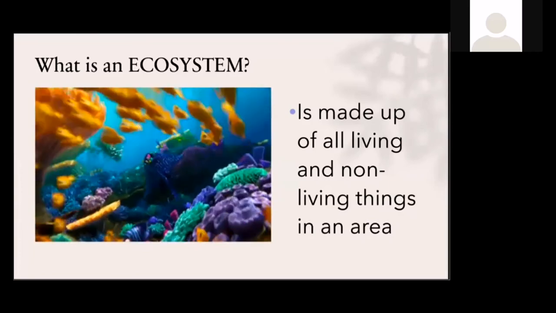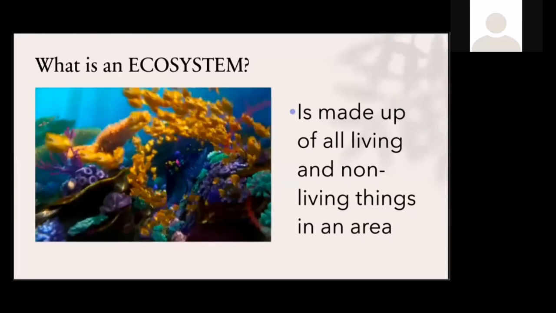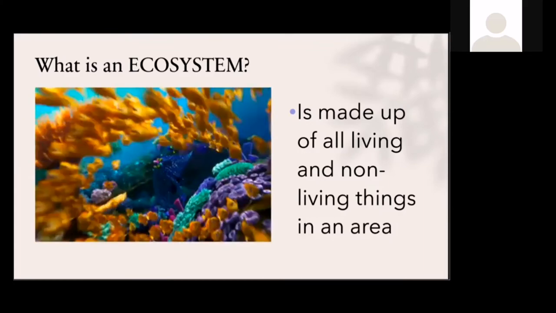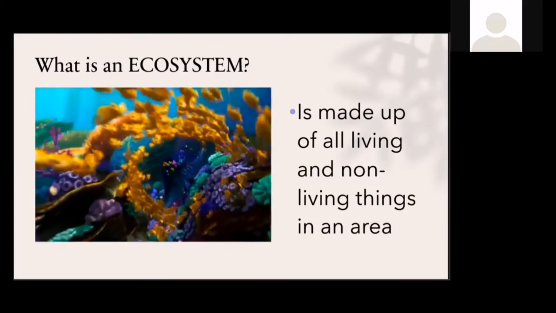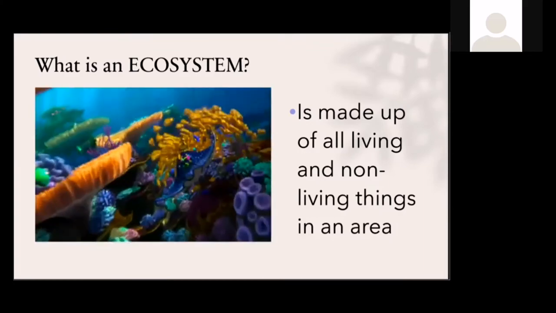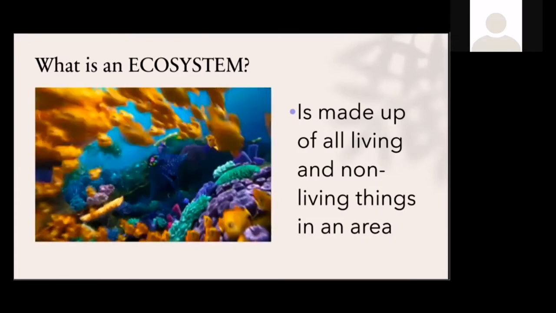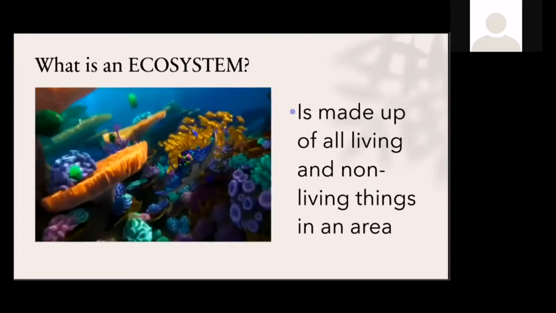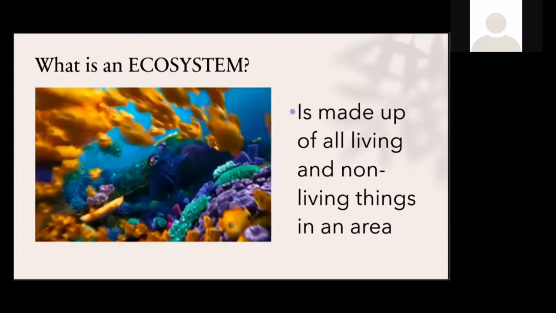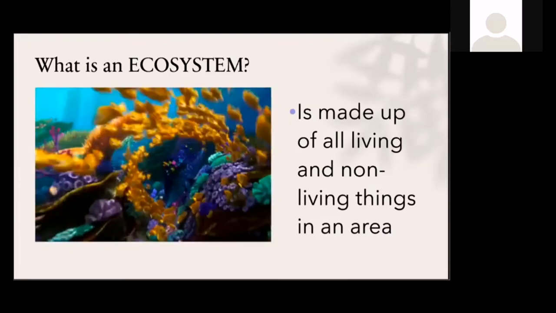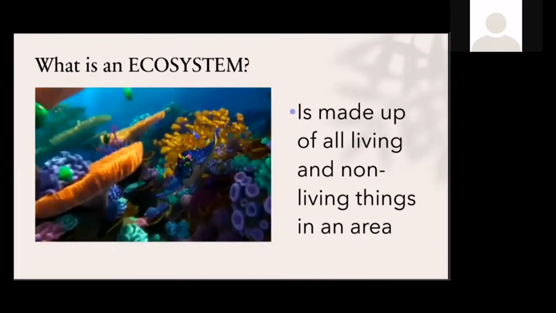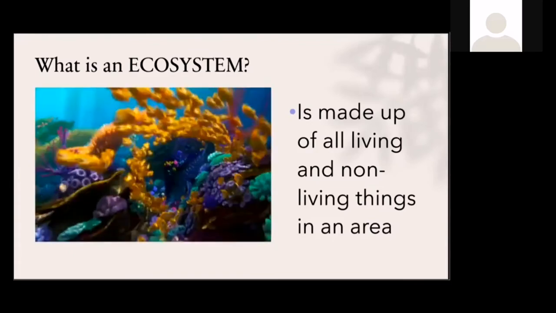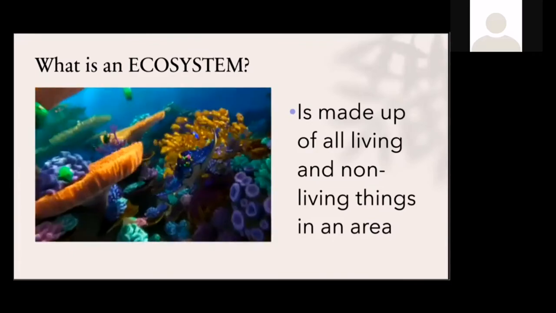Okay, so when we say ecosystem, this is made up of all living things and non-living things. Last time we have said these are the two factors. We have biotic and abiotic. Biotic means living things or the living components, and abiotic meaning the non-living things. You still remember? Can you give me example of biotic components?